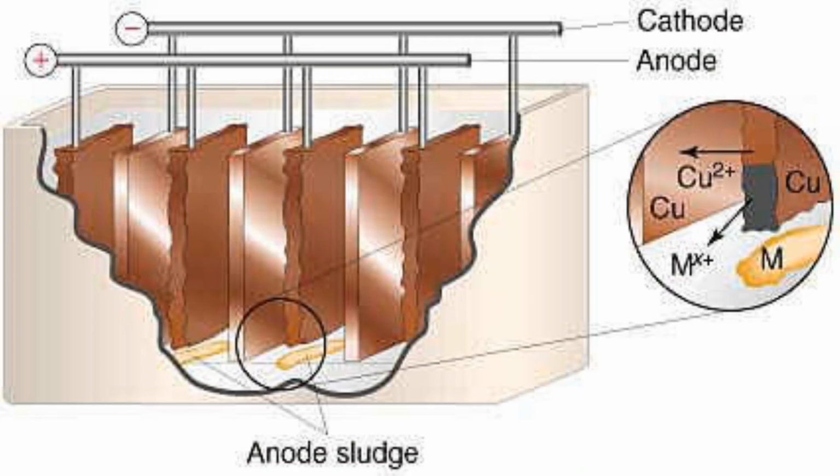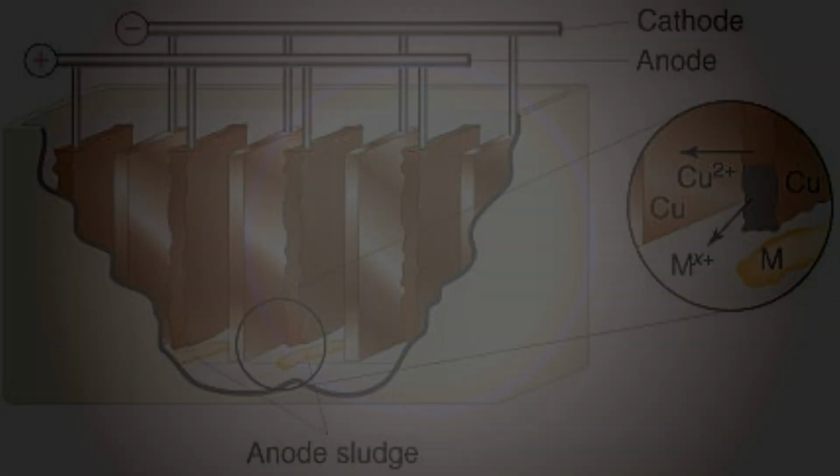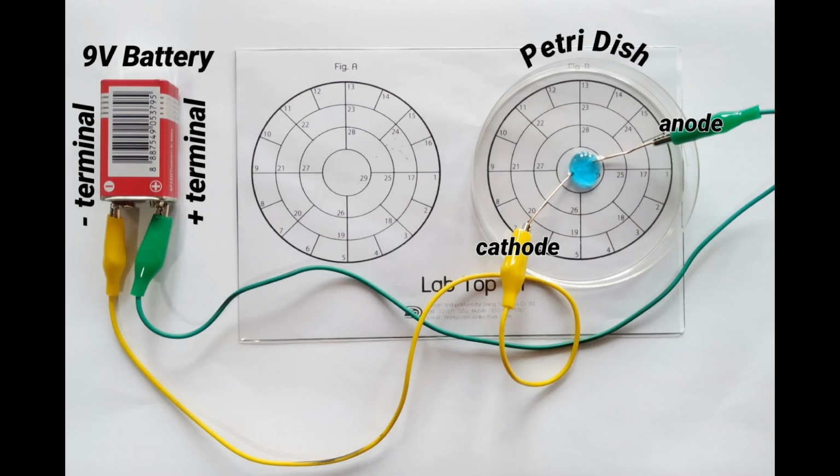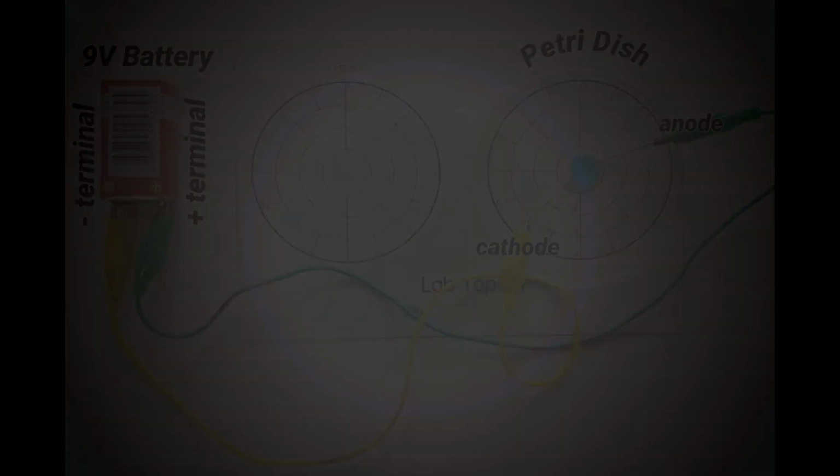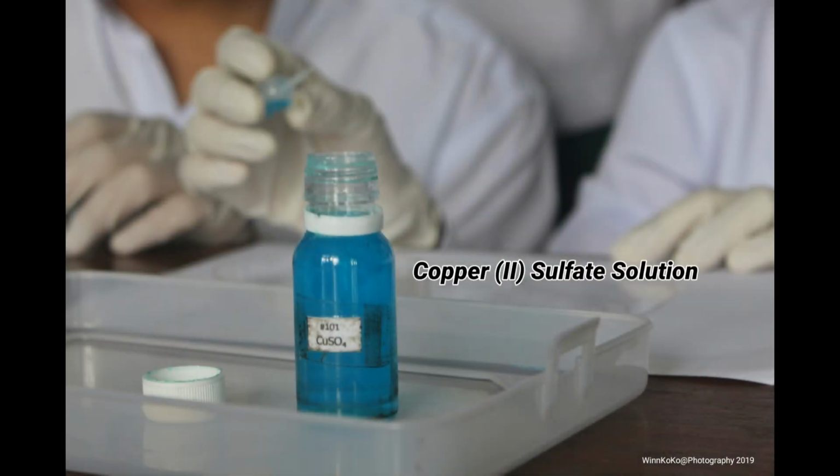What is electrolysis? Electrolysis is the decomposition of a compound into its component elements using electrical energy. We use a proper electrolyte in the process of electrolysis. An electrolyte is a liquid which contains ions and can be decomposed by electrolysis.